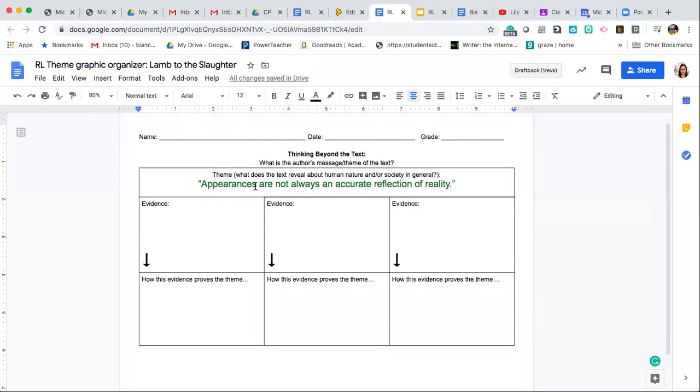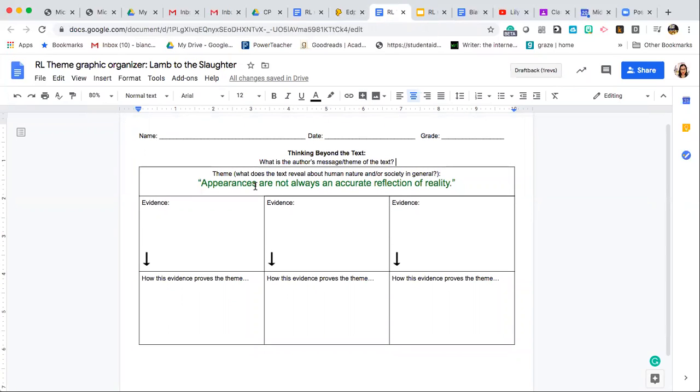Please notice we've given you the theme for this short story, which is appearances are not always an accurate reflection of reality. So we've already provided you with the theme. What we are asking you to do is place the evidence. How can you prove that this is actually the theme or the message of the story? Please put the textual evidence here, and then please put your analysis here. Remember, your analysis is answering the how and the why. You're not simply restating the evidence.